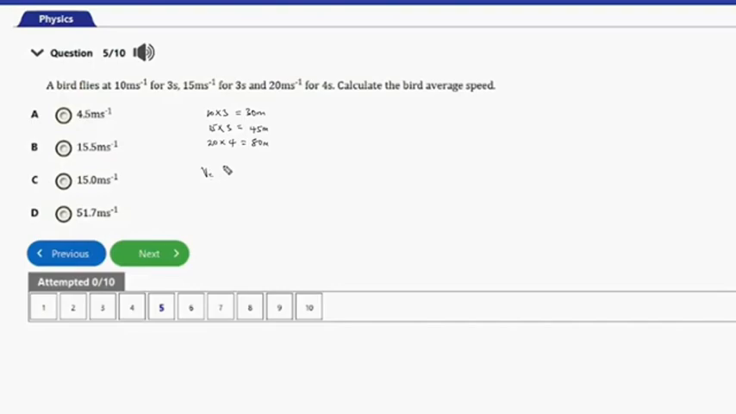So let's go ahead and add 30 plus 45 plus 80. So that will give us 155. So 155 over 3 plus 3 plus 4, that's 6 plus 4, that's 10. So 155 over 10 is 15.5. So guys, the average speed here is 15.5 meters per second, and that's it for this question. Let's go ahead and consider the next question, guys.